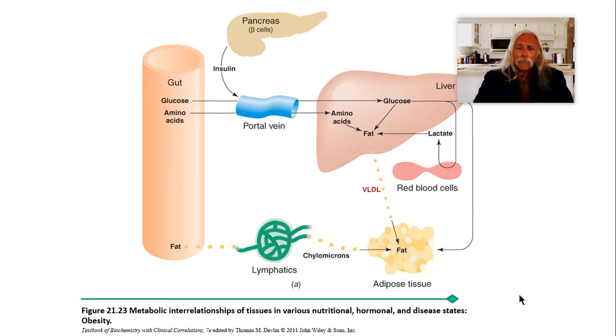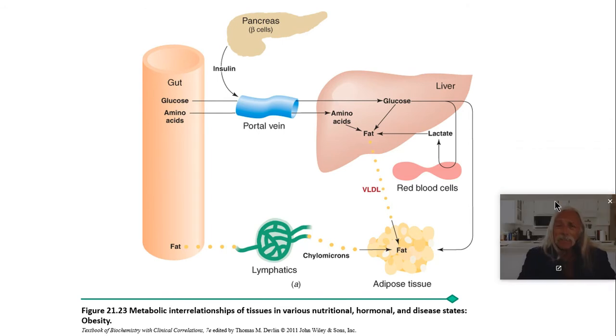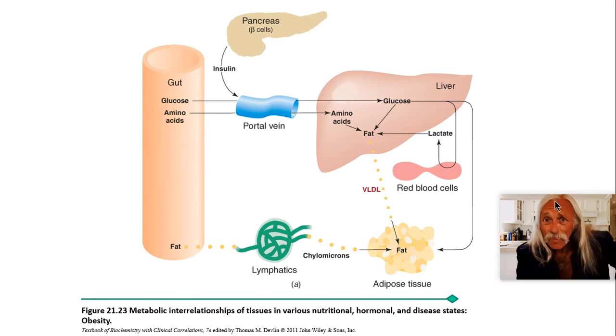So, what about some metabolic relationships with tissues that are associated with nutrition, hormones, and disease states, okay, like obesity? We looked at this before, but I just want to remind you that the obesity system, okay, that we're worried about here is going to be impacted by the malonyl-CoA decarboxylase, acetyl-CoA carboxylase rheostat. That's the key feature.